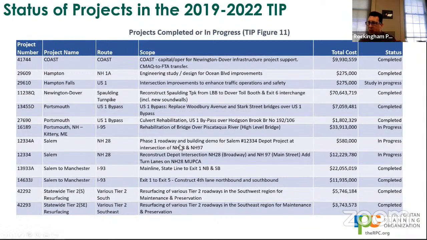You can see the list of projects here that were completed or are in progress. Newington Dover being probably the biggest here at 70 million, the main portion of that turnpike project. The Sarah Long Bridge, actually the high level bridge that's in progress, that's the I-95 bridge over the Piscataqua, at 33 million. Substantial work on I-93 in the Salem to Manchester project, the widening to the fourth lane or the paving of the fourth lane, as well as the work down by the state line. So those are the big pieces there.